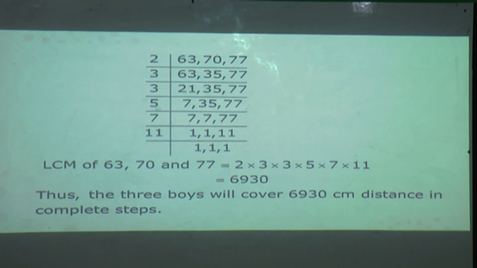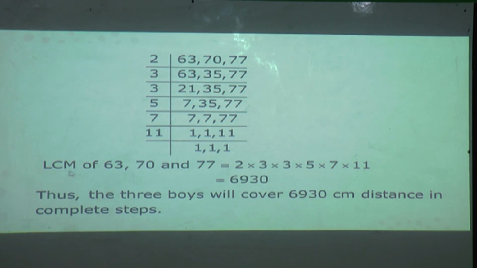Now we will take 5. 7 is not divisible, let us keep it as it is. 5 7s are 35 and 77 is not divisible by 5, so again we will keep 77 as it is. So let us take the other number 7. 7 ones are 7, 7 ones are 7 and 7 11s are 77. Now only the number 11 is remaining, so we will take prime factor 11. 11 ones are 11. At last we got all 1.